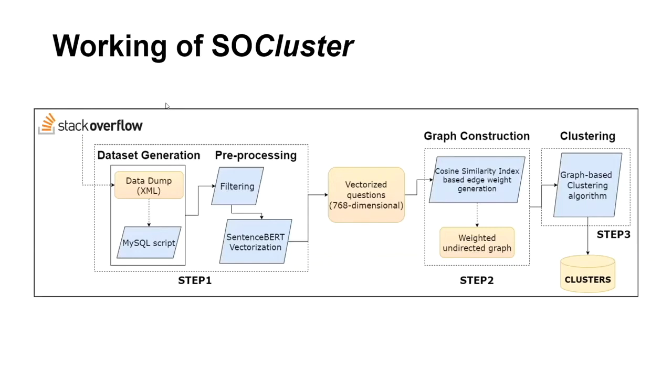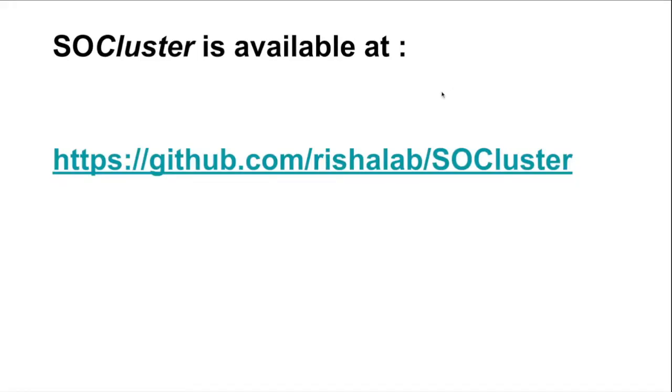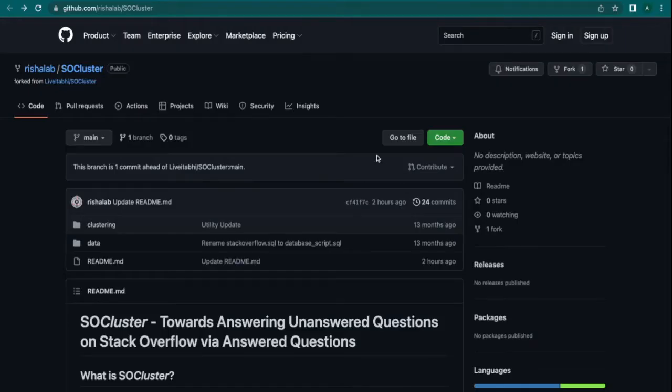The second step is graph construction, where we use the feature vectors and generate a weighted undirected graph. The feature vectors act as the nodes and the cosine similarity between two nodes as the edge weight. In the third step, a graph-based clustering algorithm takes the weighted undirected graph as input and provides a set of clusters as output.